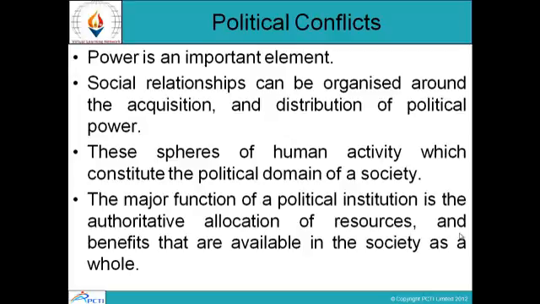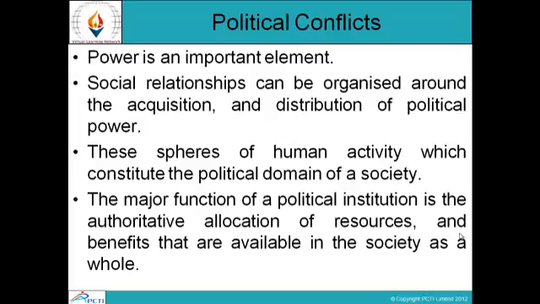Political conflicts. Power is an important element in political conflicts. Social relationships can be organized around the acquisition and distribution of political power. So social relationships are also organized around the distribution of political power and also the acquisition of political power.